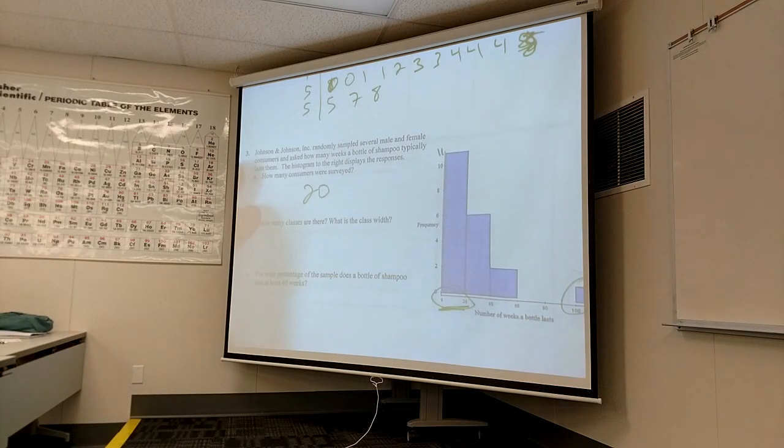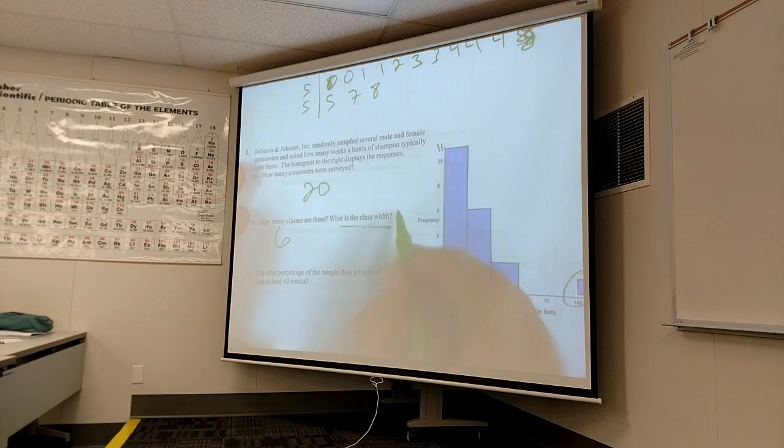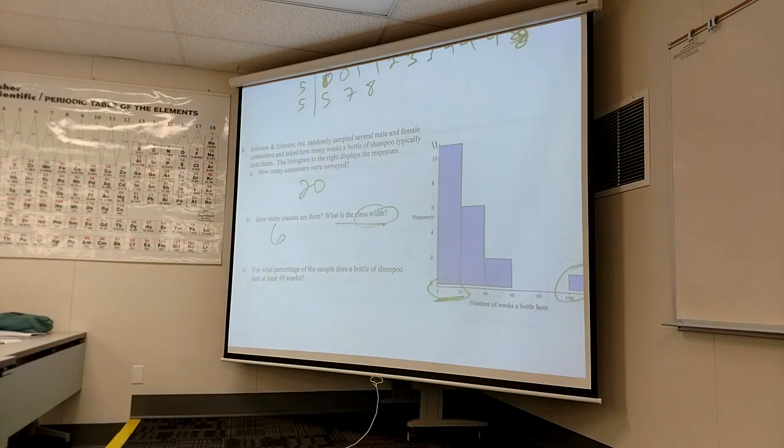Here, these are probably guys. How many classes are there? 6, because there's 2 of them that are empty. Well, there's still 6 classes. And what's the class width? I mean, what does your gut tell you? 20. I love it. Each class is 20 wide.